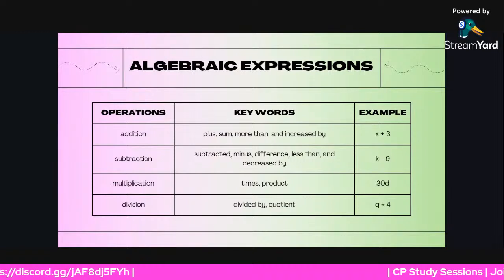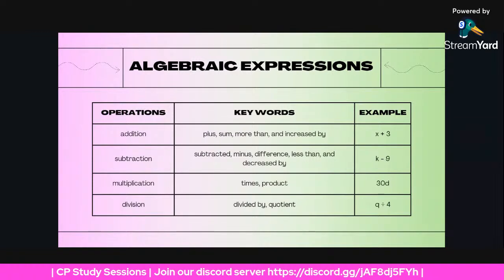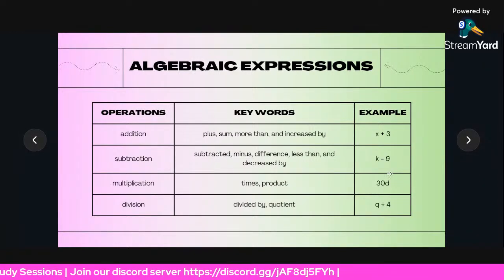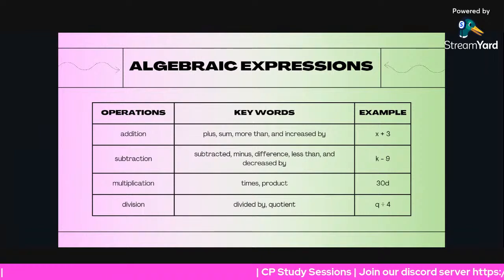Next is multiplication. Ang keywords natin for multiplication is times and product. So, ito yung kinakalabasan niya after mo i-translate yung algebraic expression. Imbis na magkahiwalay na 30 times t, nagiging variable siya with a coefficient.